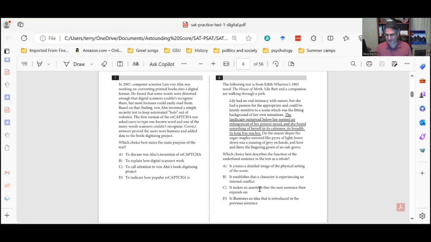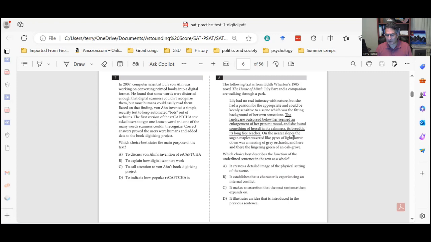C, it makes an assertion that the next sentence then expands on. Oh man, now we got to read the next sentence. Okay, couldn't get away with it without doing that. So here we are. Now, what is the assertion that's being made? Well, the assertion, if there is one, would be that the landscape outspread below her seemed an enlargement of her present mood. Okay, so there's going to have to be some expansion about her mood and about the landscape and how they relate together. So let's see if that happens.